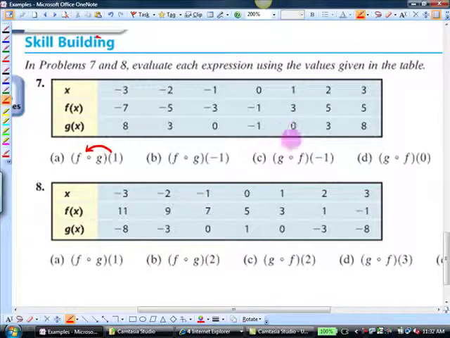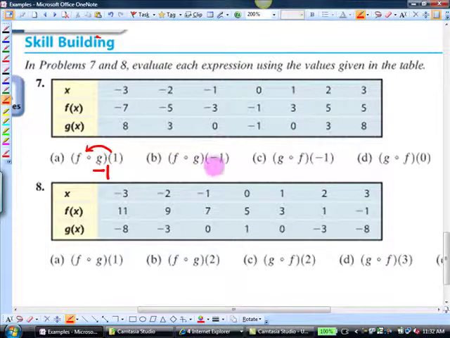Then you take 0, go back to the x line, and what's f of 0? -1. So this is -1. Do you see the path? You start on the x line, go to whatever's on the right, find what that value is, and then go back to the x line and find the other one.